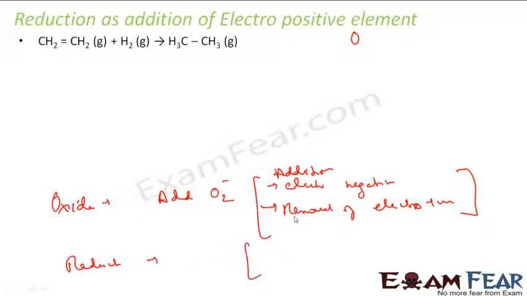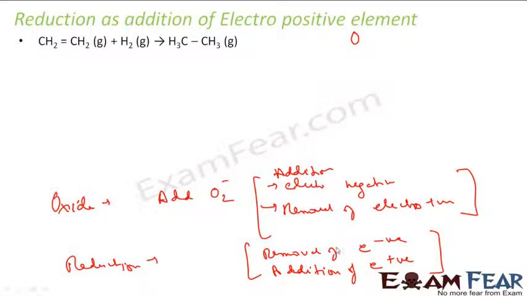This is addition of electronegative, so it will be removal of electronegative. This is removal of electropositive, this will be addition of electropositive, correct? So this one says reduction is addition of electropositive element. This is a good example for this. Hydrogen is the electropositive element. You add it to ethene, it becomes ethane, correct? You see, hydrogen is added, so it becomes CH3CH3.